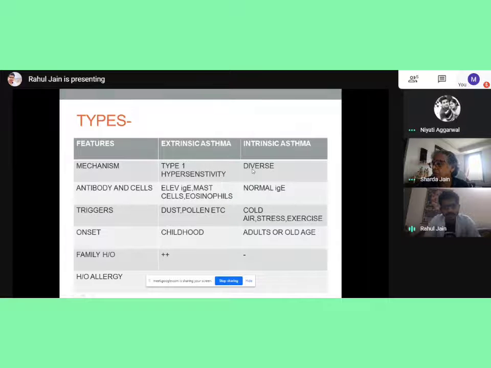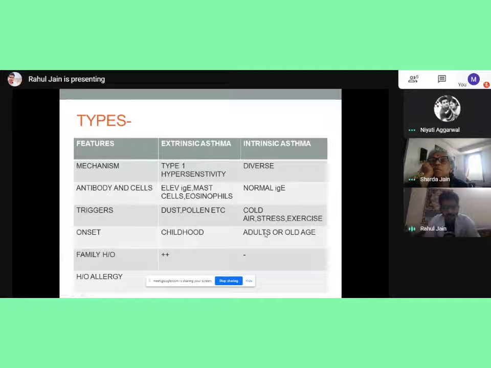Intrinsic asthma is the asthma which occurs at any time, even in adults or old age. So with no history of asthma before, if suddenly an elderly person becomes asthmatic or presents as asthma, I will say that the patient is having intrinsic asthma, and it is not associated with allergens. This type of asthma occurs in old age.